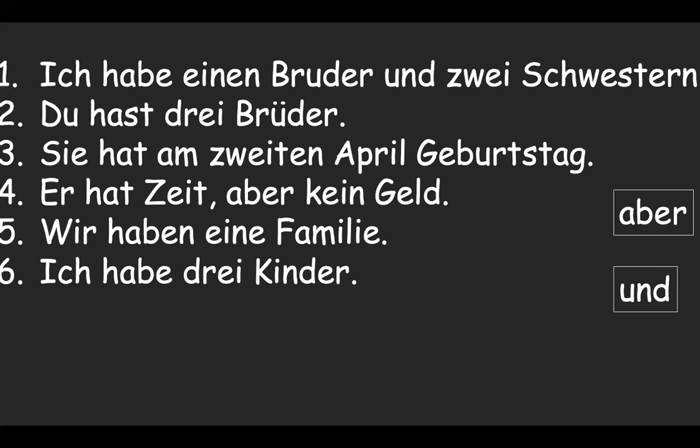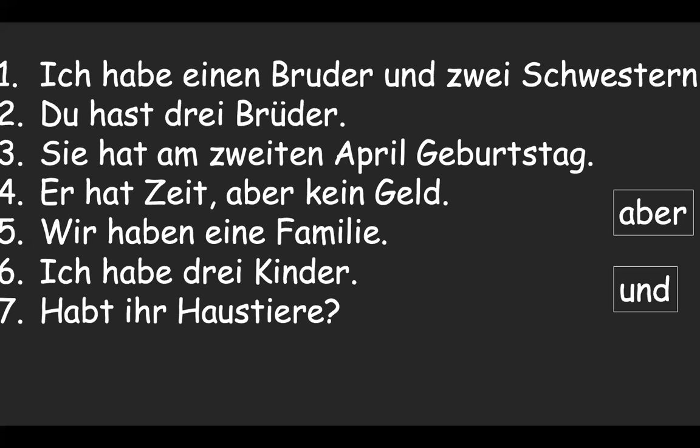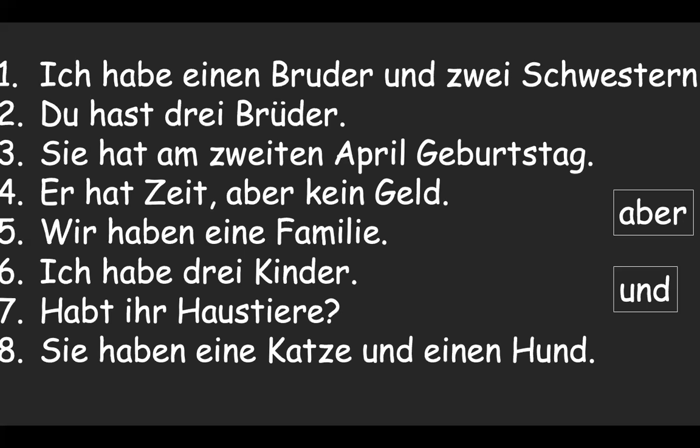Nummer 6. Ich habe 3 Kinder. So Kind is child. Ein Kind. Das Kind. It's a neuter word. It's an S and it. And plural, Kinder. You might know kindergarten or Kinder egg, children. And number 7. Habt ihr, so it's a question, habt ihr Haustiere? So Haustier, das Haustier, pet, becomes Haustiere, pets. Question. Nummer 8. Sie haben eine Katze und einen Hund.